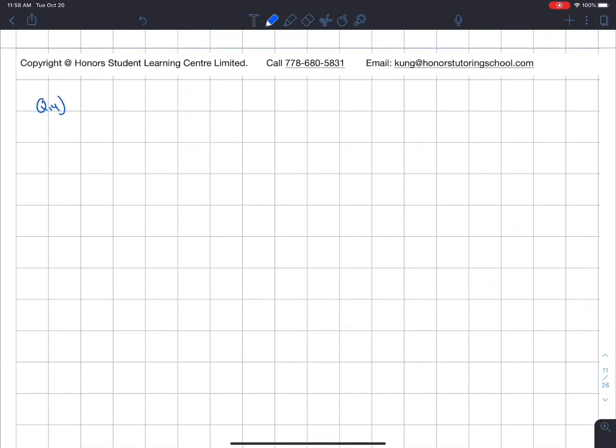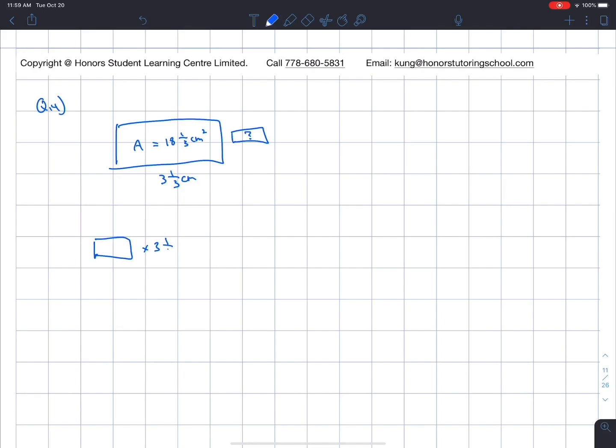Question 14. The area of a rectangle is 18 1/3 centimeter squared. If the length is 3 1/3 centimeter, what is the width? Okay, so this is the width, which is what we are trying to find. I can say this something times 3 1/3 must equal 18 1/3, right? Because length times width equals the area, or width times length equals the area.